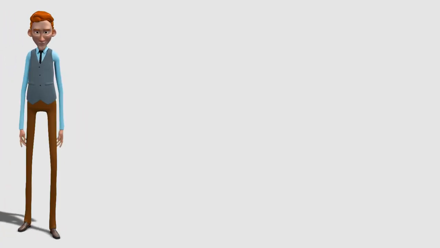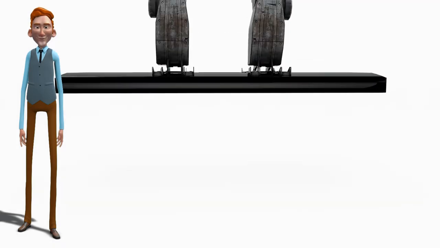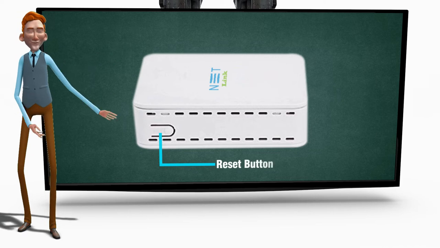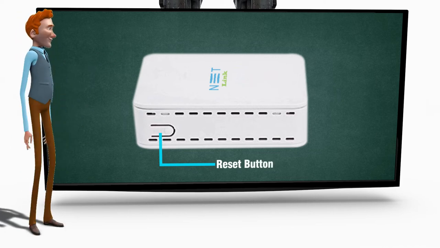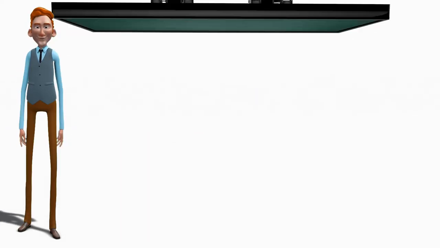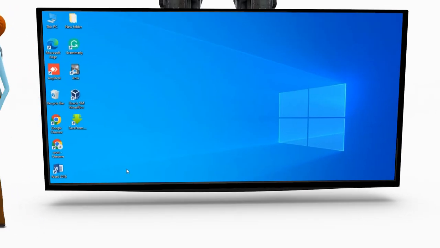If you forget the ONT password, you can do a factory reset on the ONT. You can find a reset button on the side of the ONT. Long press the button until all the LEDs turn on and off 4 times. Now we are able to log into the ONT with the default credentials.